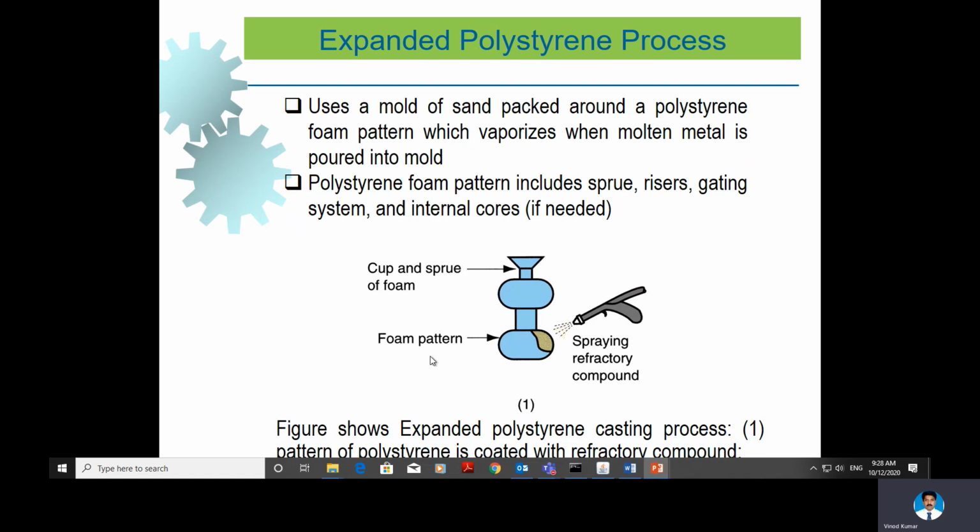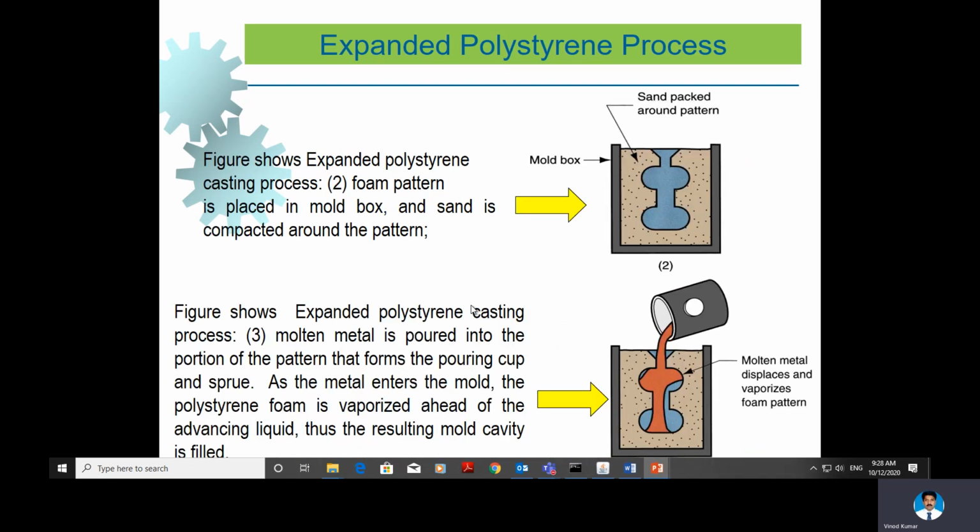So what are the steps involved? We are using a foam as the pattern, so the pattern of polystyrene is coated. First step, this is the pattern. We made the shape of the product to be produced with the help of polystyrene foam, and after that we spray refractory compound. After making the foam pattern, this is the shape to be produced. Then it is attached with the riser, which is attached with the sprue, etc.